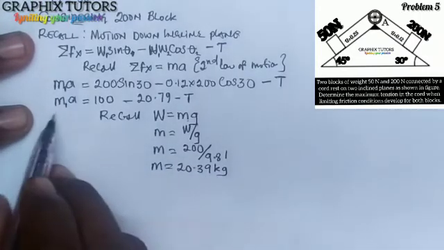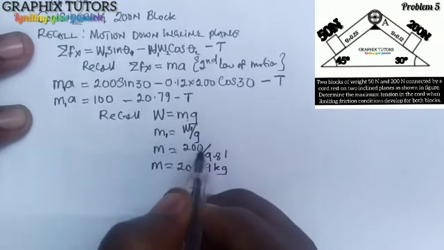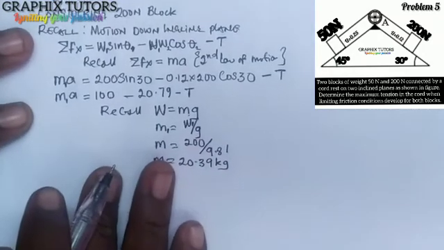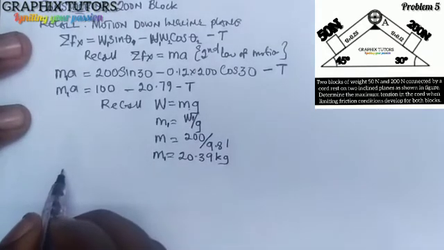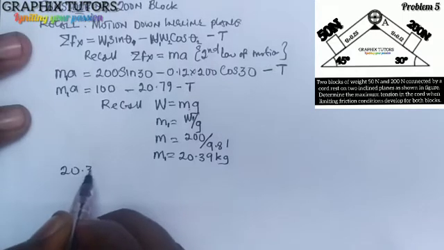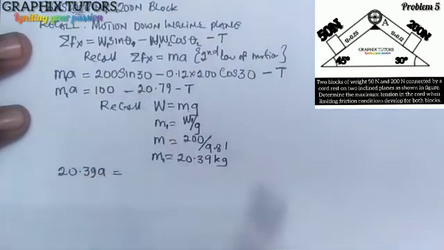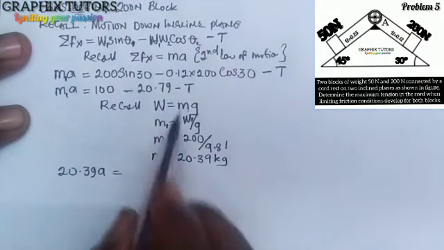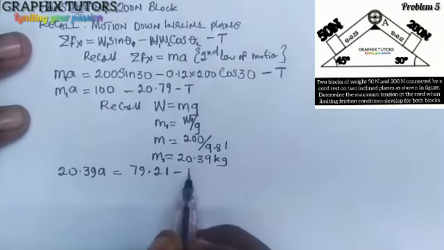So we move forward. This is W, that will now be M1, W1, and G is a constant. Since I'll be writing my M1 here now, I'm going to put 20.39a equals to 100 minus 20.79. So 100 minus 20.79 will give us 79.2. So this minus will give us what? 79.21 minus what? Minus T.